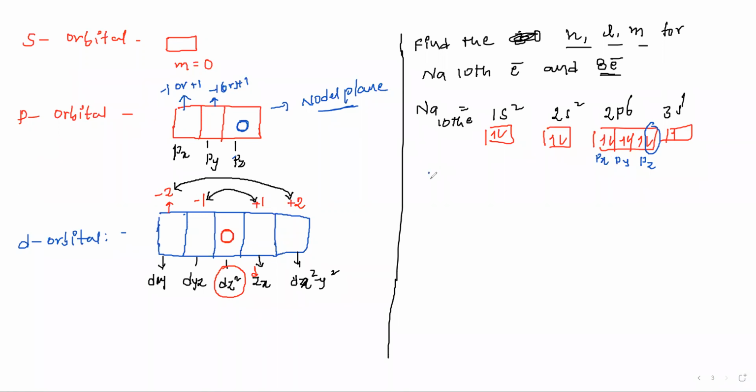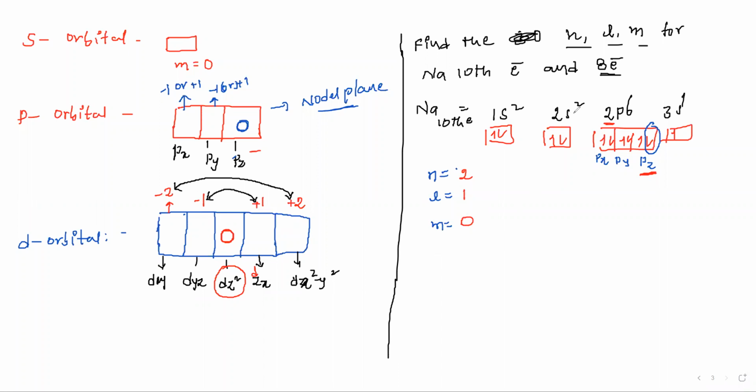Now the principal quantum number value n is equal to, and angular momentum or azimuthal quantum number value, and m value. These electrons are present in the second shell. That means n value is 2. And this is p subshell. For p subshell, l value is 1. And m, the electron is present in the pz orbital. What is the pz orbital value? The pz orbital value is 0. Okay, this is for the 10th electron.